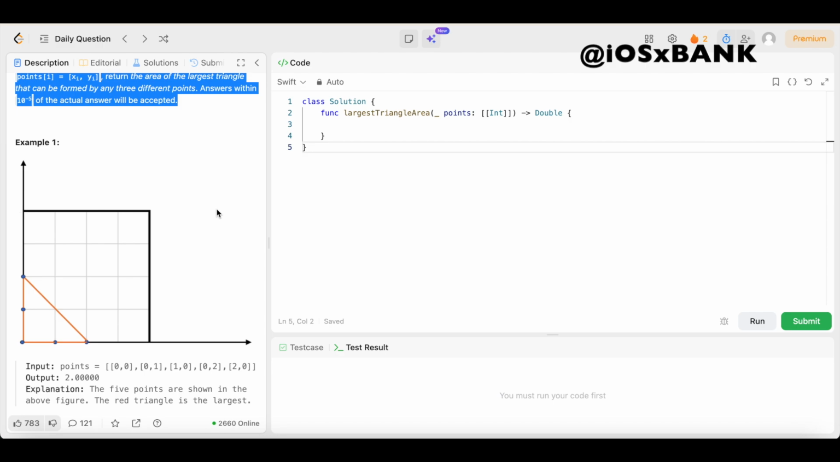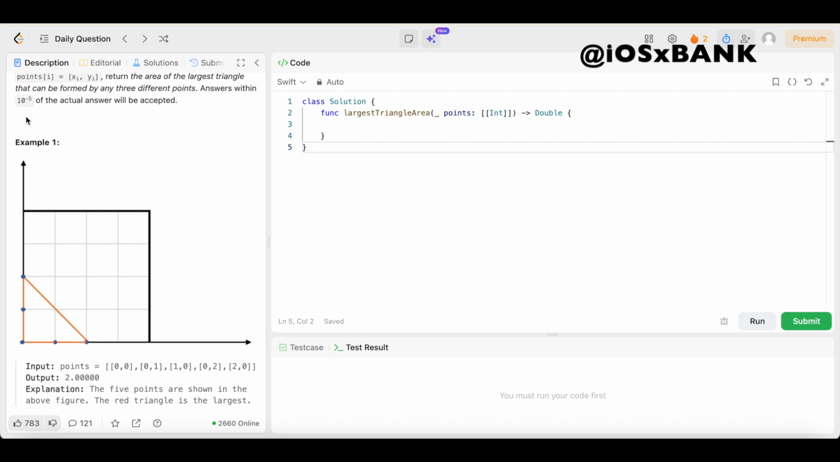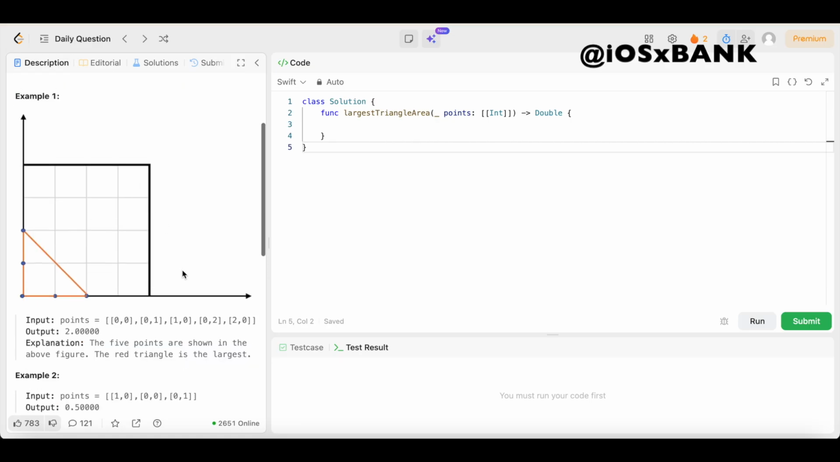Now, the first thing I just want to point out real quickly is when it says answers within 10 to the negative fifth power will be accepted, that just means the answers can go up to the fifth decimal point. So as you can see in the output, they give us up to 5 points after the decimal, right? The fifth decimal point. So that's what this 10 to the negative fifth power means. Now let's get into the example.